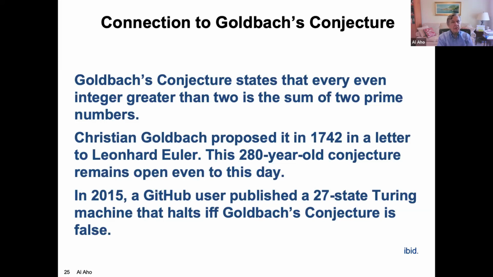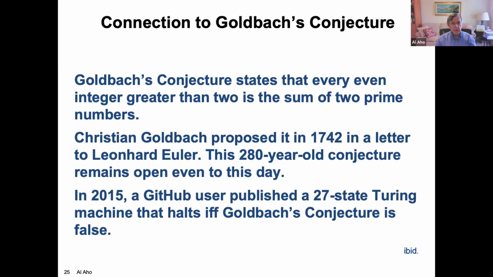But what's interesting about this conjecture is that it was proposed by Christian Goldbach in 1742 in a letter to the great mathematician Leonhard Euler. And this 280-year-old conjecture of Goldbach remains open even to this day. You could achieve immortality in the mathematics world by proving this conjecture one way or the other.